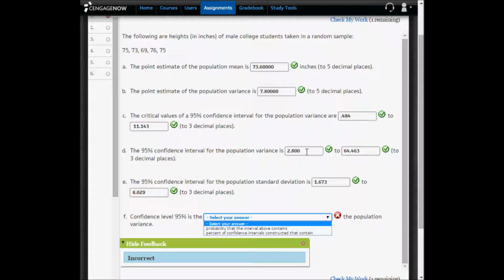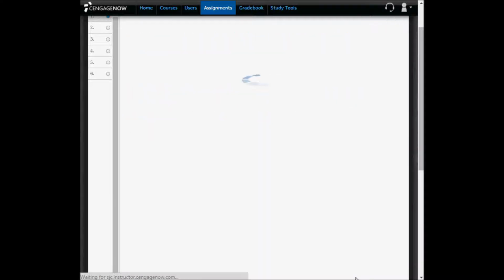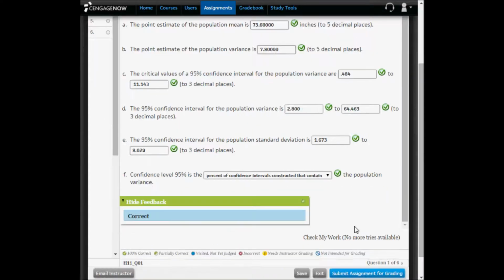Now, in reality, we're not going to do this 1,000 times. We may do this once, because sampling is very costly and expensive. So we're going to click the second option, and then I'm going to check my work. And it looks like I got all of the problems right.